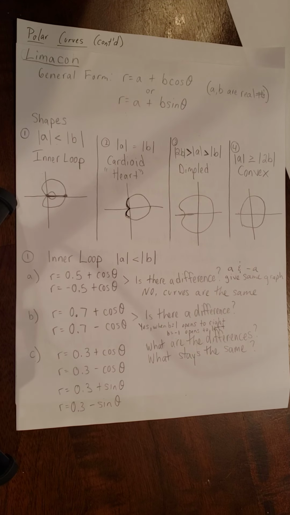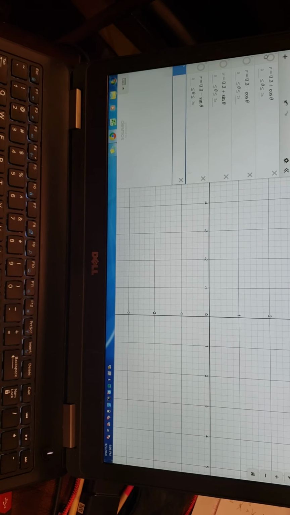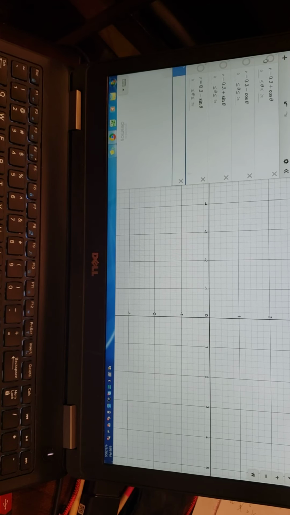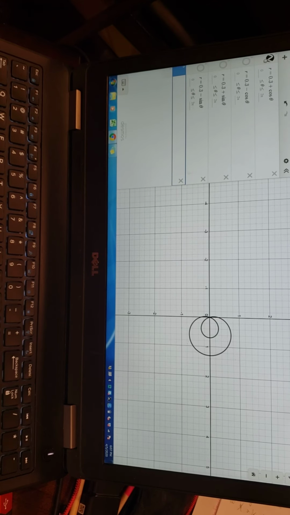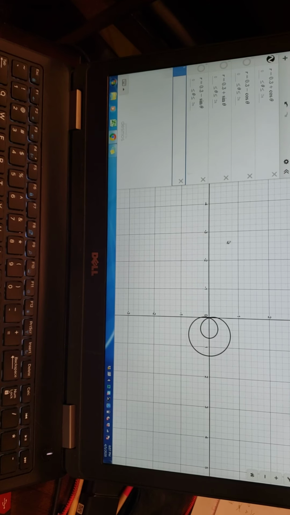So if you look at these, A is the same for all of them. And we've got a positive cosine of theta, a minus cosine of theta, a positive sine of theta, and a minus sine of theta. So put those 4 in Desmos and let's explore them. So I've got the 4 polar equations written in Desmos, and now we're going to explore them. So here's r equals 0.3 plus cosine theta. Now I want you to look at some things here.